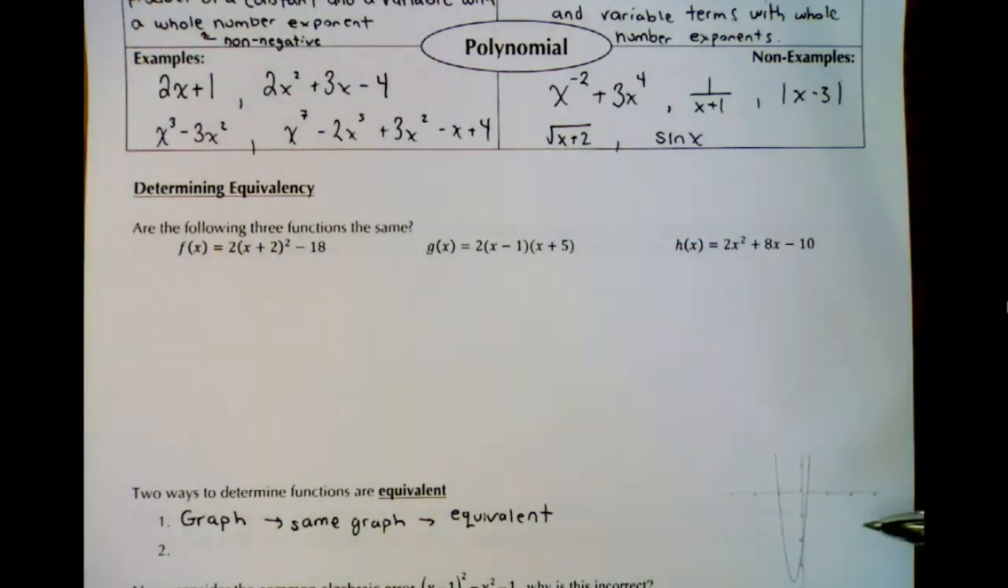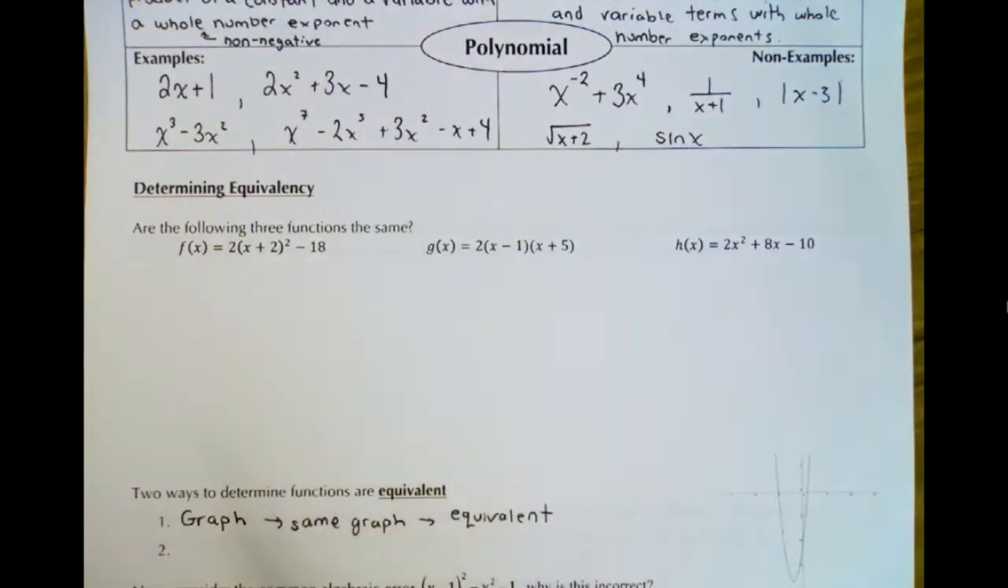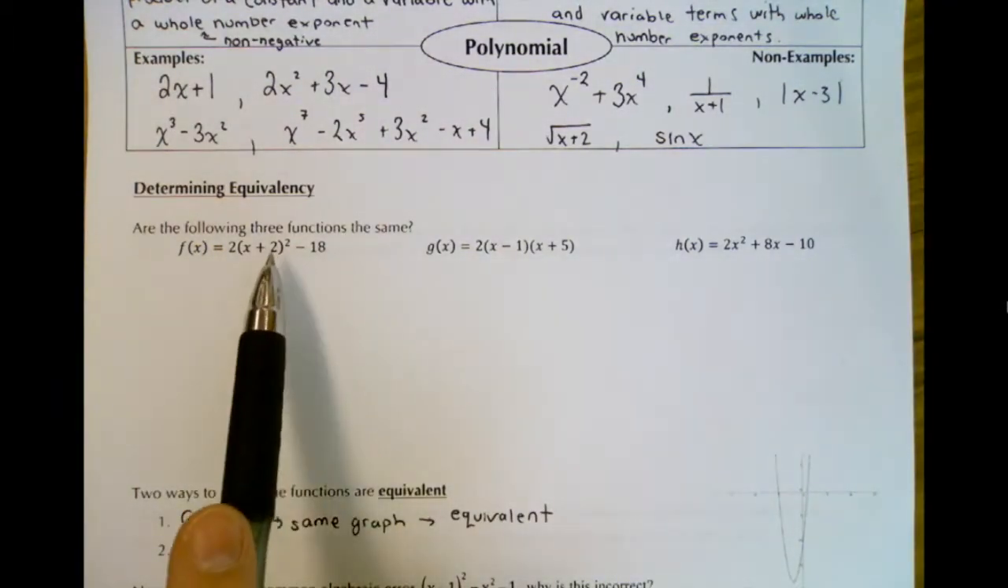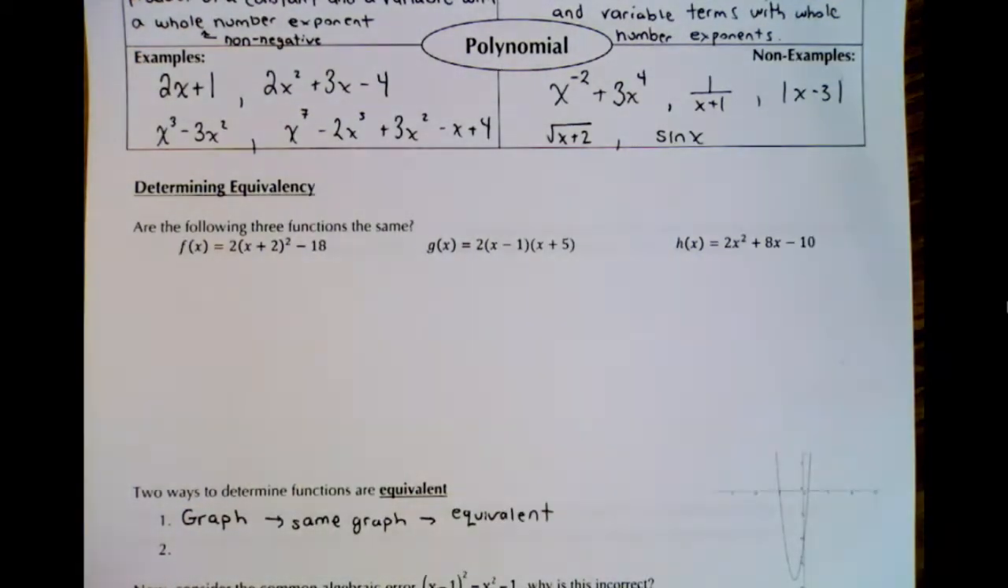Why would we get the same graph from graphing these 3 things? They all look different. Well, the reason we end up getting the same graph is because these are 3 forms of a quadratic. And in fact, they're 3 forms of the same quadratic. So how can you tell that they're the same? Well, you could turn them all into one form.